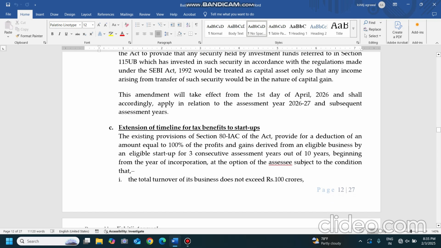Now coming to startups. Startups have a benefit under 80-IAC of the Act: they will be provided a deduction of 100% of the profit they earn, if an eligible startup is doing eligible business. They get the benefit of 100% deduction out of the first 10 years from the date of incorporation. The startup can choose any 3 years for claiming the tax benefit under 80-IAC, and those 3 years should be consecutive.